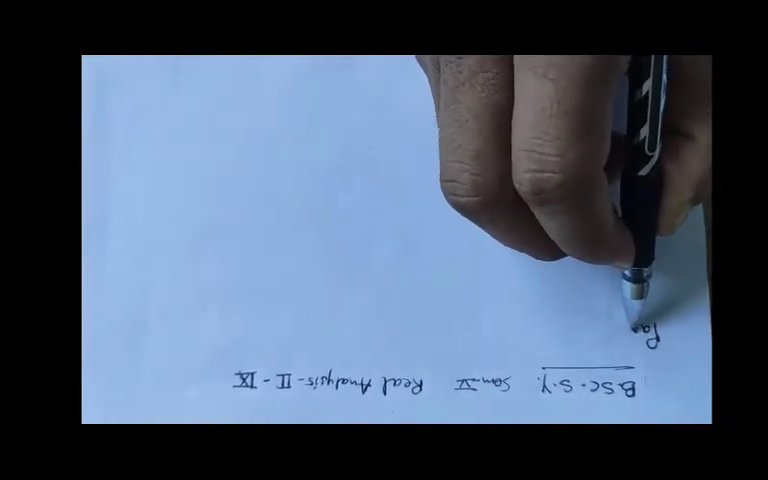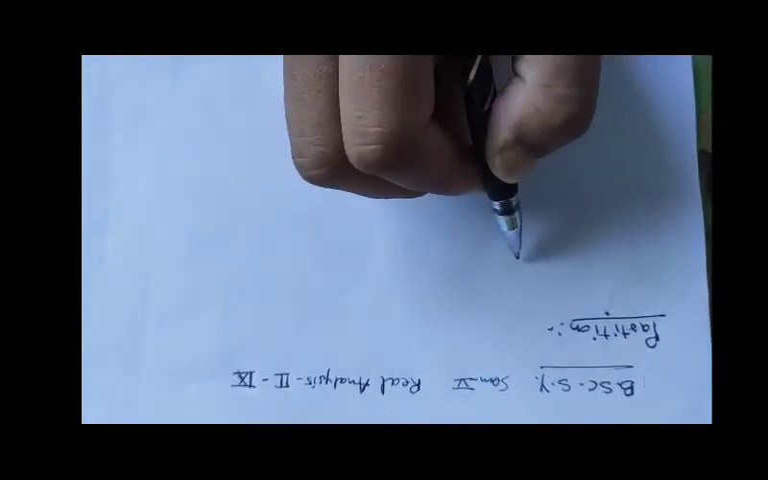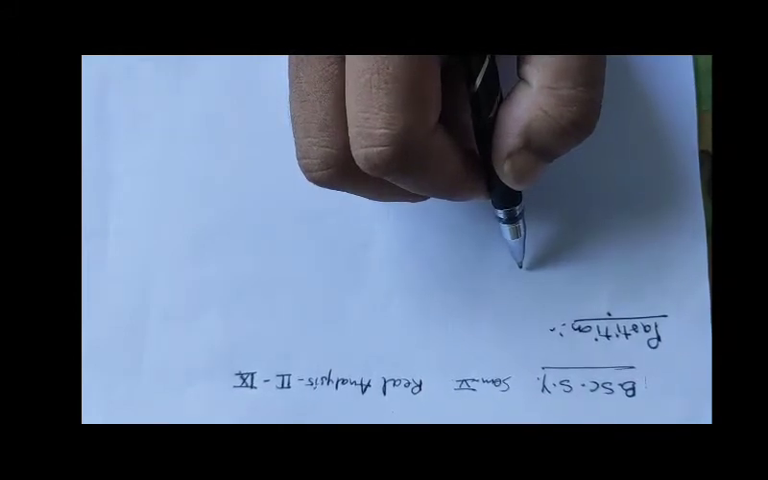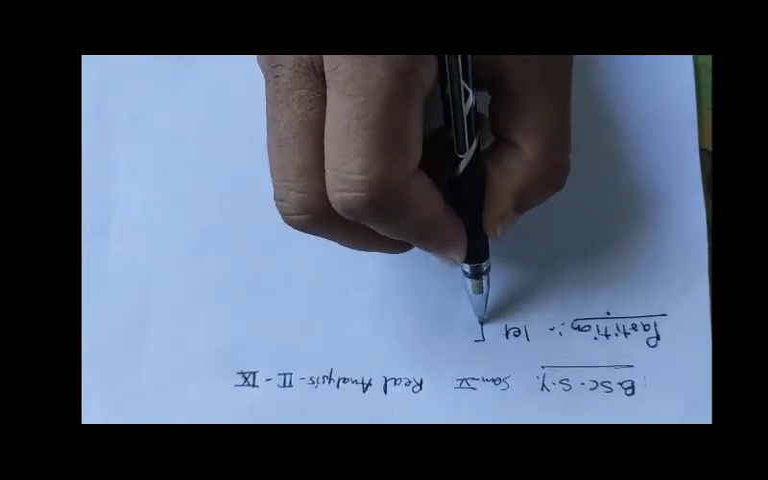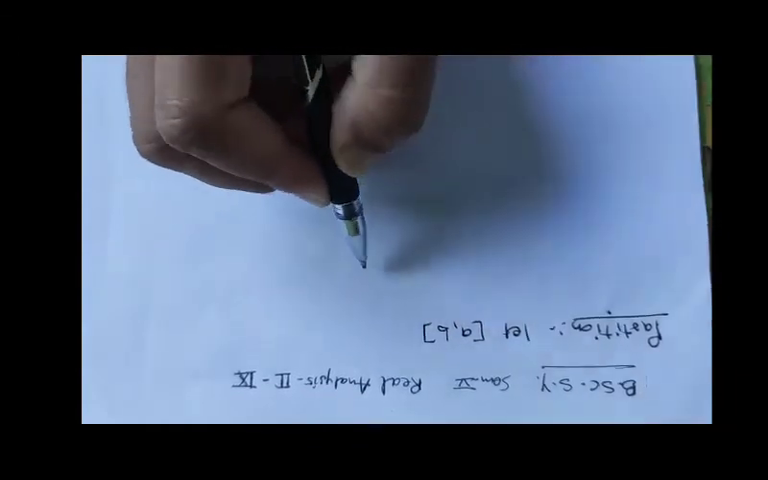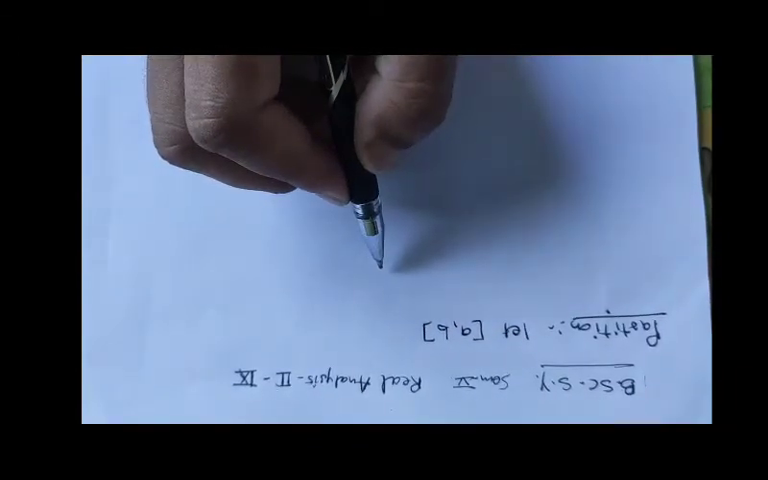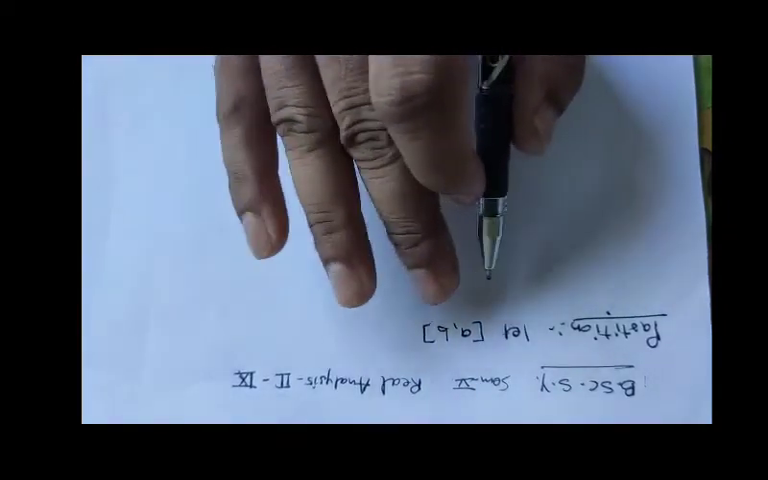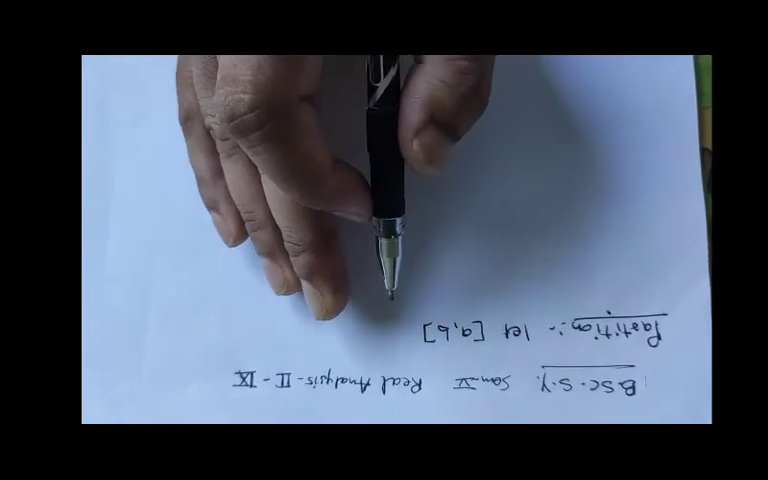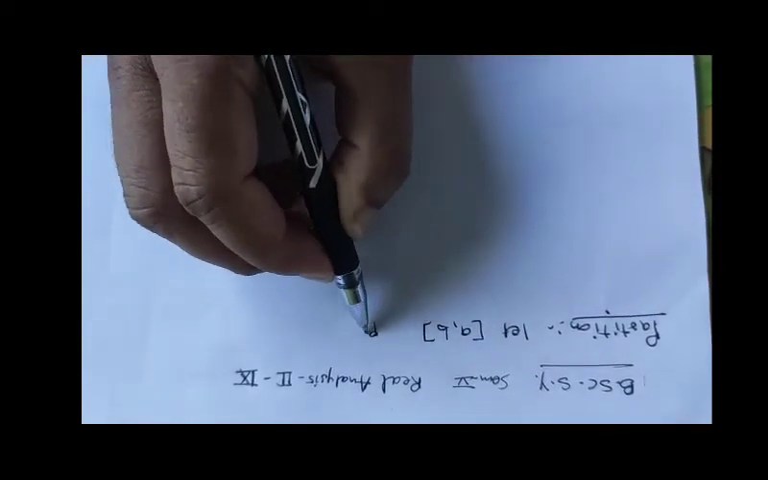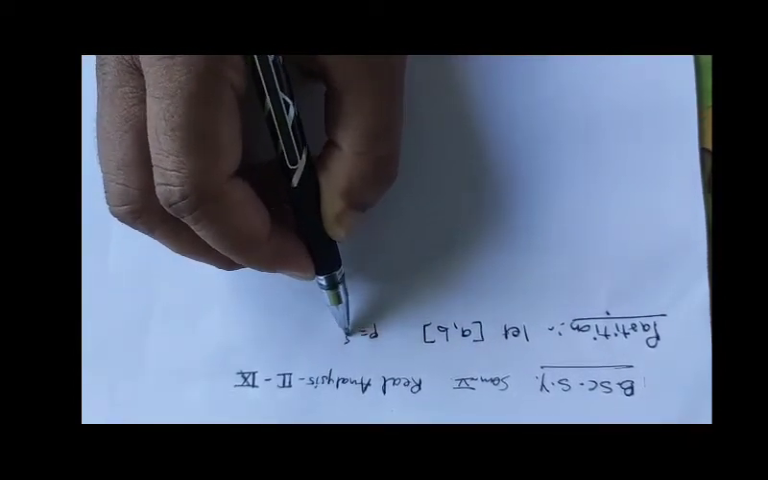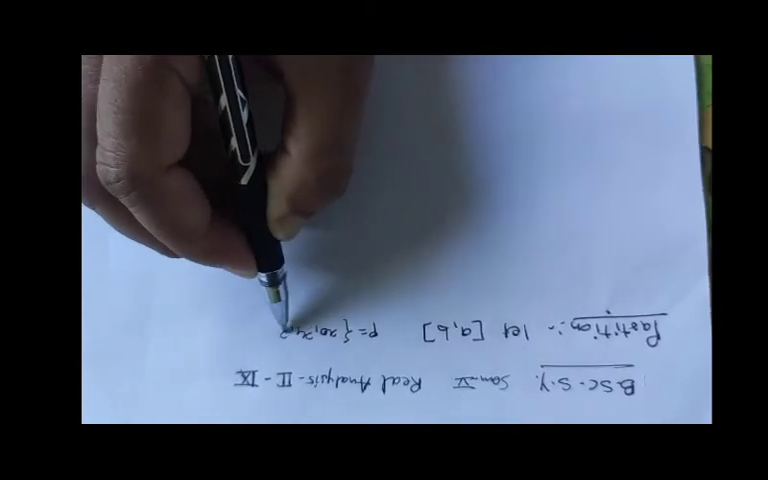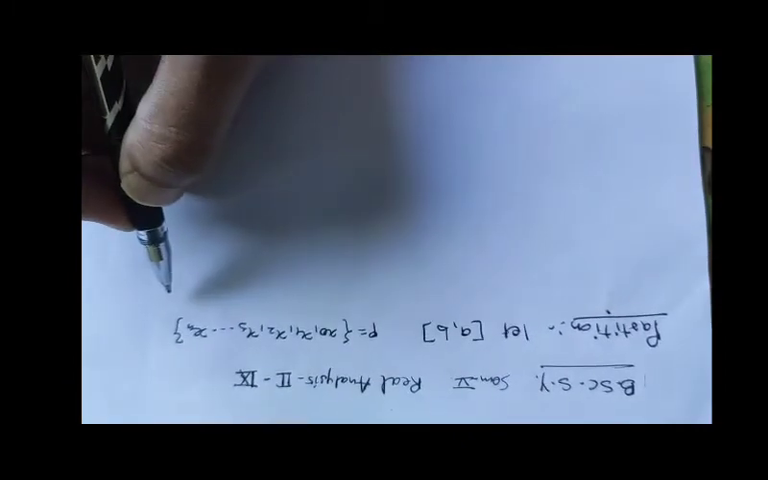We are going to discuss one concept, that is the partition. What is meant by partition? Let [a, b] be any closed interval. Between these, a finite set P of points. Suppose P is the set of all points x0, x1, x2, x3 and so on up to xn. This is the last point.